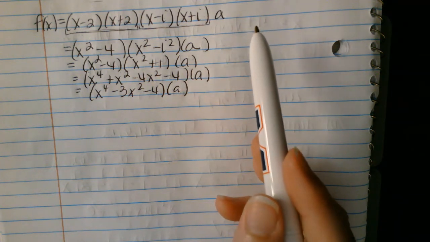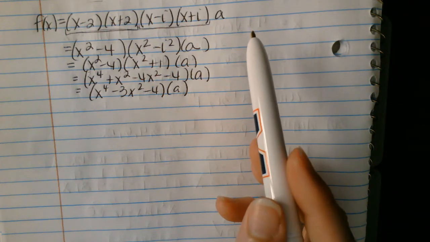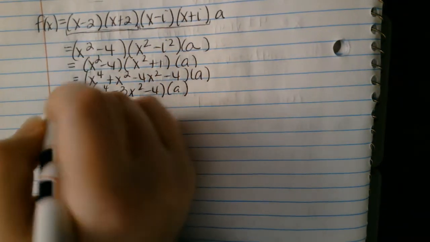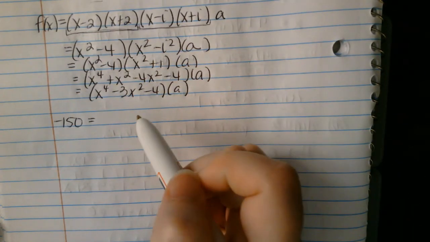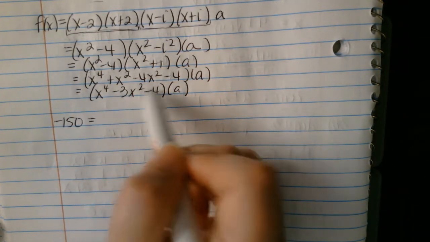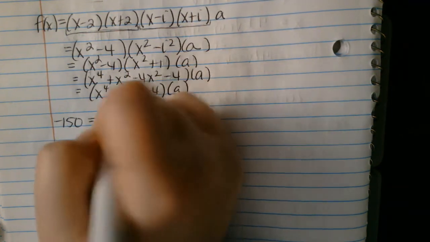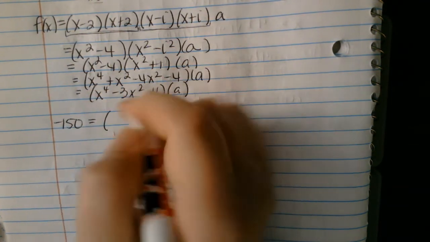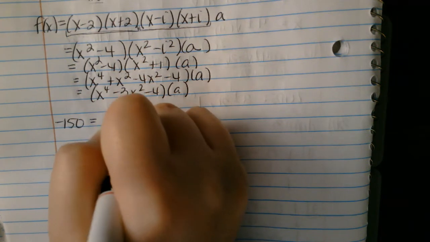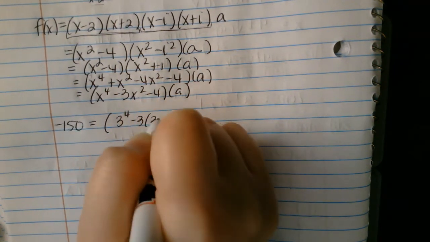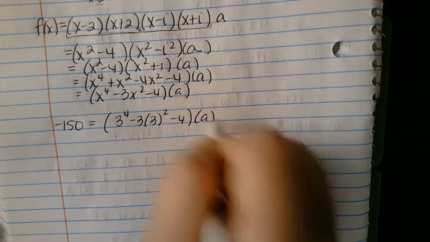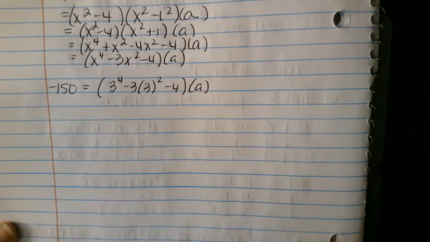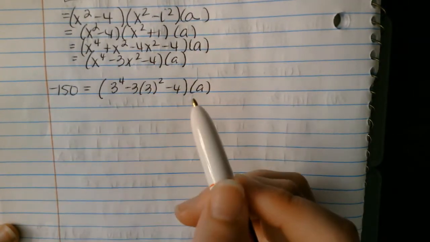So I know that f of 3 is equal to negative 150. So that means my answer is going to be negative 150, and when I put in a 3 to all my x's, that's how I get it. So I'm going to put in that 3 to my x's. So I have 3 to the 4th minus 3 times 3 squared minus 4 times some constant, and that should give me negative 150.